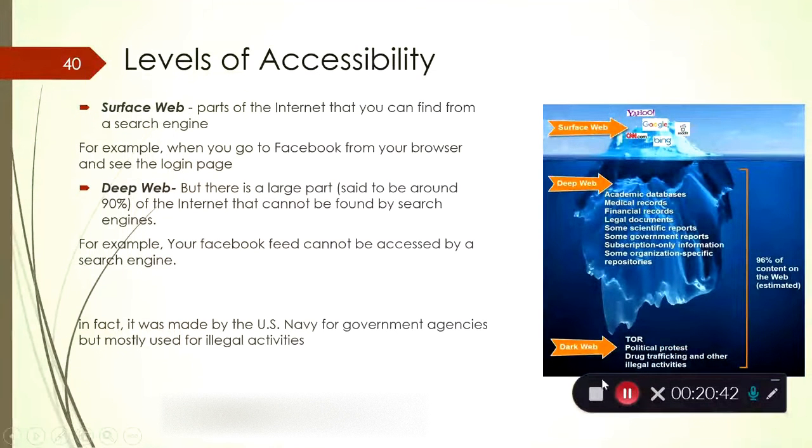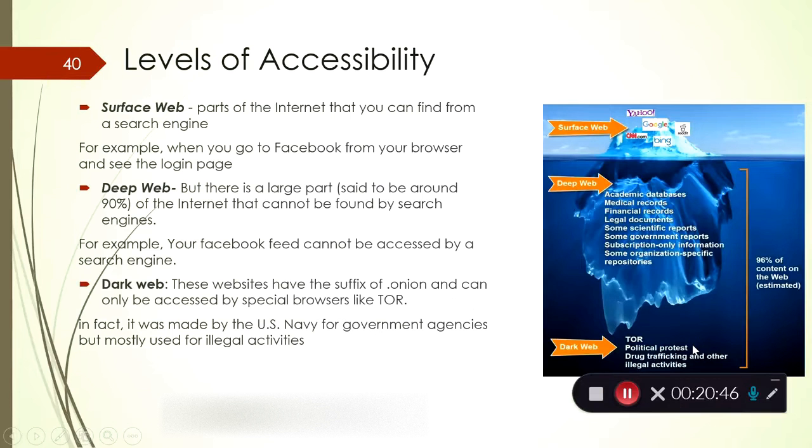There is another web called the dark web, which is not accessible by normal browsers or normal search engines. It must be accessed by a special browser called Tor. Initially it was developed for government agencies and government activities, but right now it is mostly used for illegal activities and cyber security related issues.